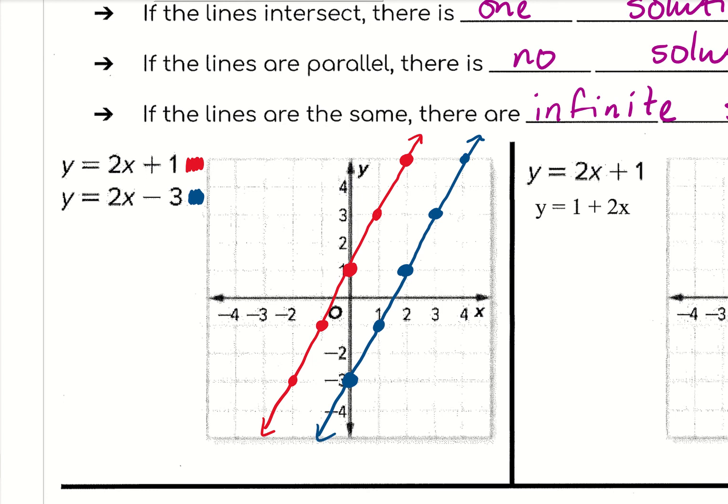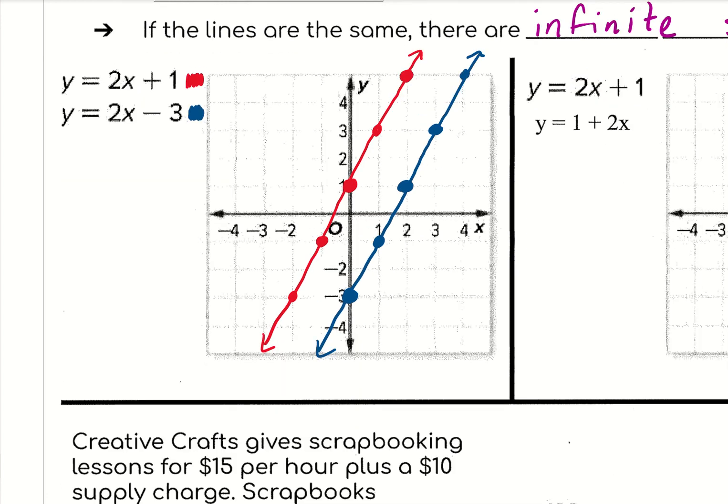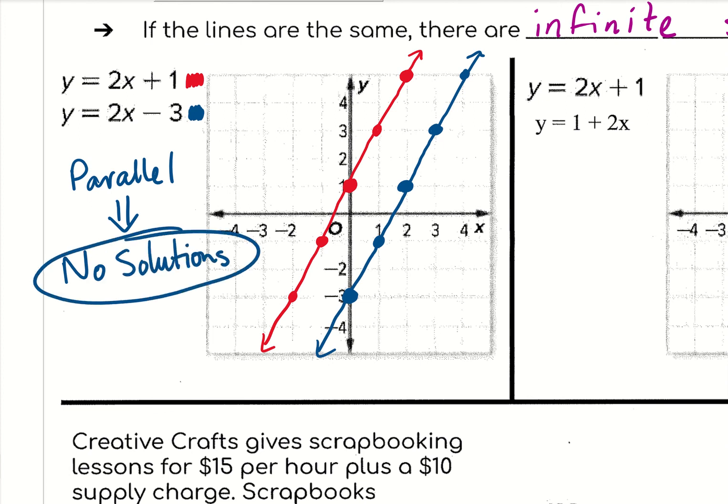Okay. All right, so you can see by looking at this, these two lines are parallel. All right, which means they will never intersect. So that means there are no solutions. All right, and that is it for that problem.